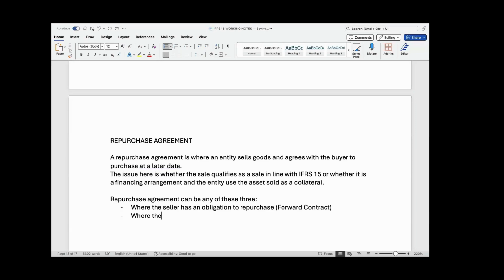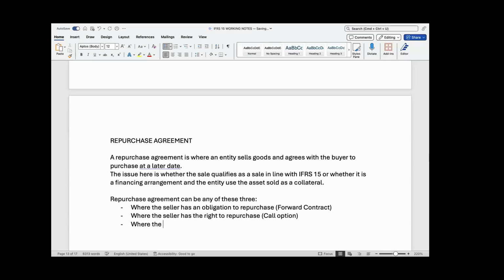Second one is that where the seller has the right to repurchase. So where the seller has the right to repurchase, he is now left to his own volition, his own wish, whether he wants to repurchase or not. Nobody is forcing him. If he repurchases, fine. If he does not repurchase, fine. We call that call option.